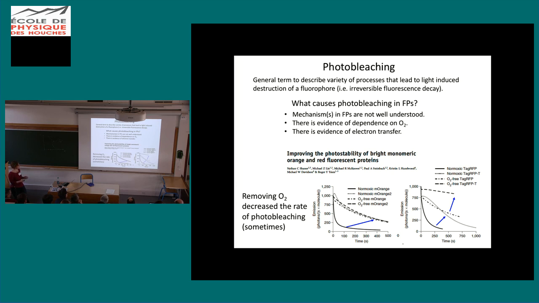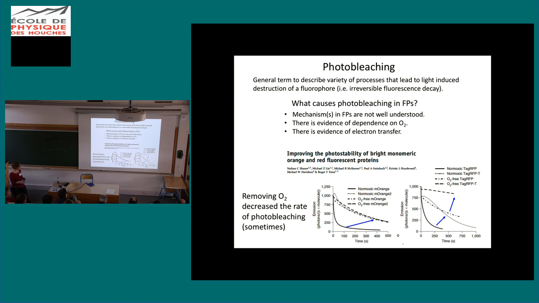And what he found was that if you remove oxygen, so you simply deoxygenate the media and measure the fluorescence decay, you can slow down the fluorescence decay. An example of that is here: a photobleaching curve in this solid line, and if you look at one of these dashed lines, basically if you remove oxygen, you shift it here, so it decays more slowly.